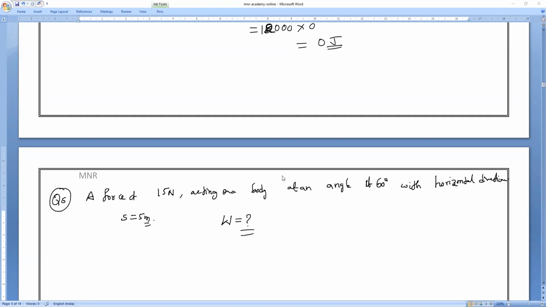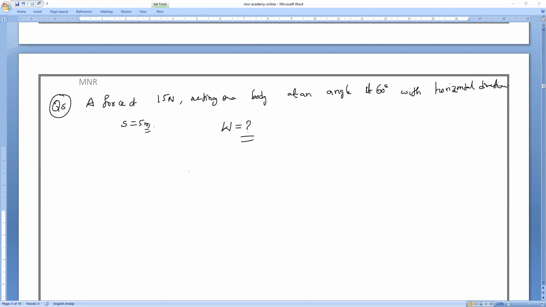Okay, Sam. So here the force applied is 15 newtons. First, based upon the question, you can make the diagram. There is a load of some mass we don't know. A force of 15 newtons is applied at a 60-degree angle from the surface, so that the body displaces a distance of 5 meters. Are you clear, everybody? Yes or no? Yes, sir.